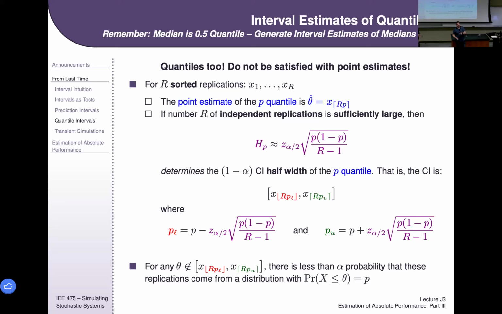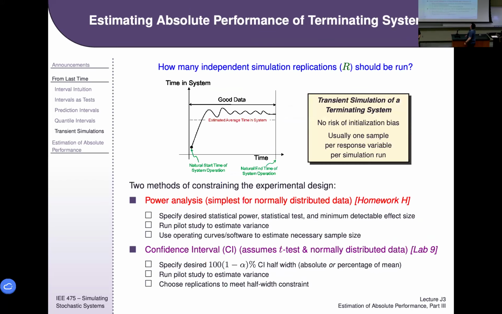And this is correcting for that. All right, any questions about the quantile confidence interval? Okay. All right, so then finally, this is where we left off last time. When you have a system that is a terminating system, you're going to simulate it with a transient simulation. You have experience doing this in Lab 9.